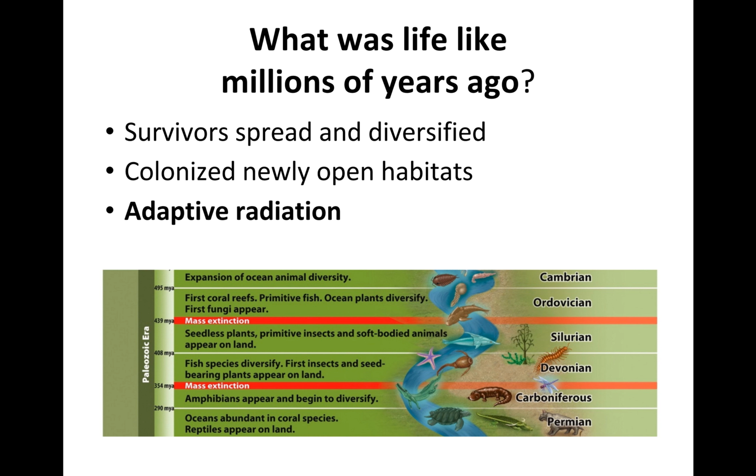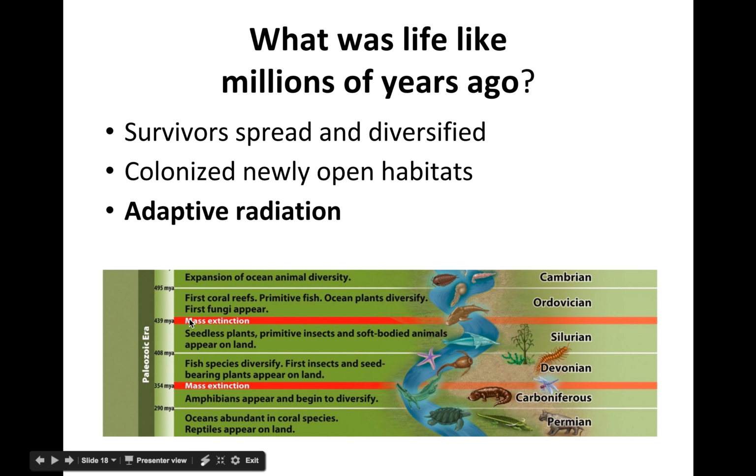After extinctions, there's usually survivors, and those survivors start to spread and diversify because of natural selection. And they're able to colonize newly open habitats, and this allowed for what's called adaptive radiation.